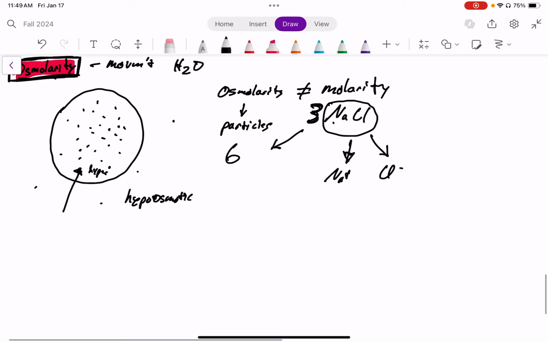So osmolarity is based on the number of particles. Fewer particles compared to a certain point, right? If there's fewer particles, that means it's hypoosmotic. If there's more particles, then it's hyperosmotic. If you have 2 solutions and they have the same amount, then that's isoosmotic.